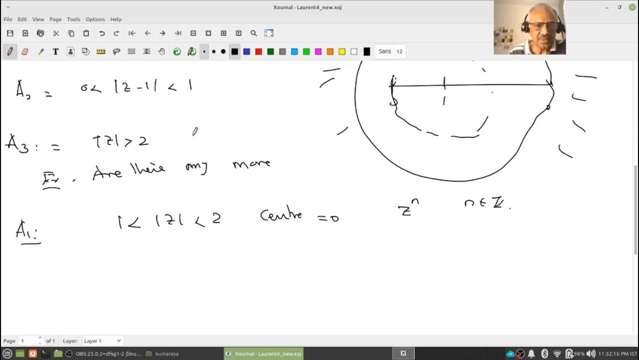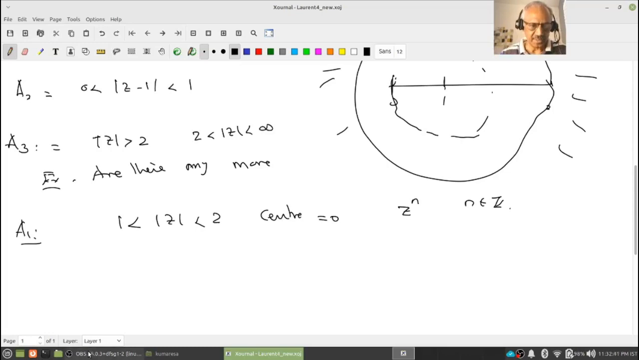And let's look at A3. What is the center of the annulus? This is the same as 2 less than mod z less than infinity. Therefore the center of the annulus is 0. Here also I should expect powers of z only, that is z to the n, where n is an integer. These are the first things. Before starting computing, you should have a clear-cut idea of what kind of powers you are looking for, so that you can do the manipulations correctly.